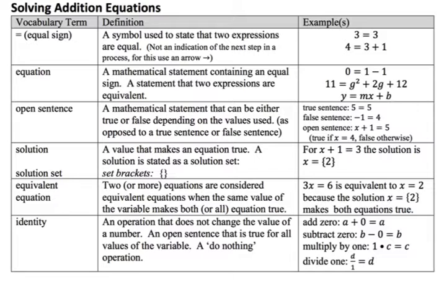Okay, open sentence. A mathematical statement that can be either true or false depending on the values used, as opposed to a true statement or a false statement. For example, a true statement is 5 equals 5. A false statement, -1 equals 4. And an open statement, x plus 1 equals 5. It's true if x is 4, but false otherwise.